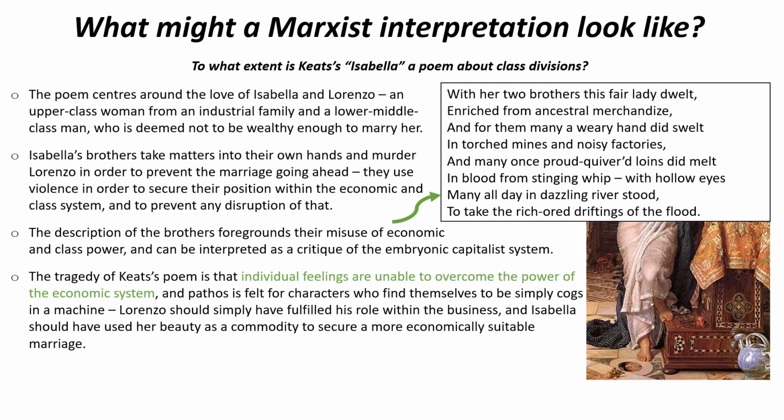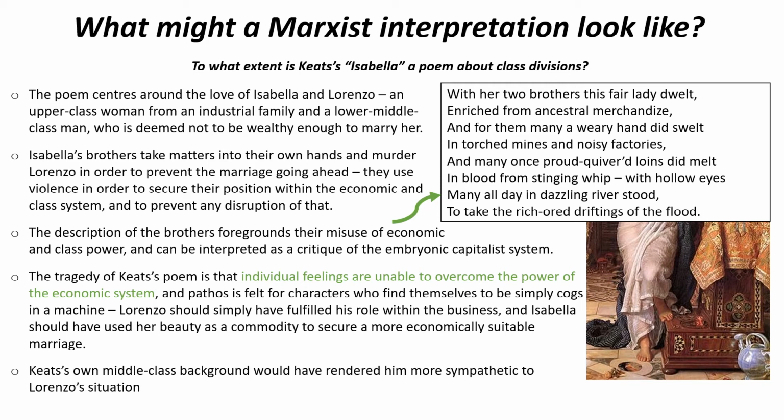Isabella should have used her beauty as a commodity to secure a more economically suitable marriage. And again, she rebelled against that, and that results in her death within this capitalist world. And Keats's own middle-class background would have rendered him more sympathetic to Lorenzo's situation. And one of the things that Marxist critics do is look at the background, the assumptions, the context in which the writer themselves would have existed. As I said, Marxism is often quite a historical endeavour.